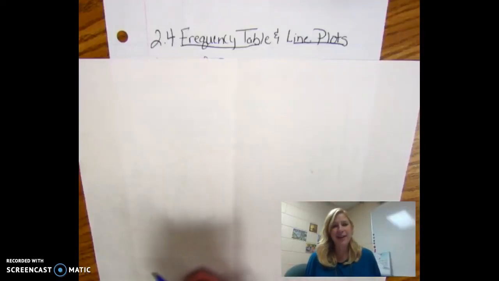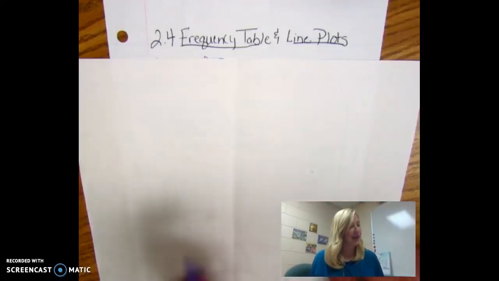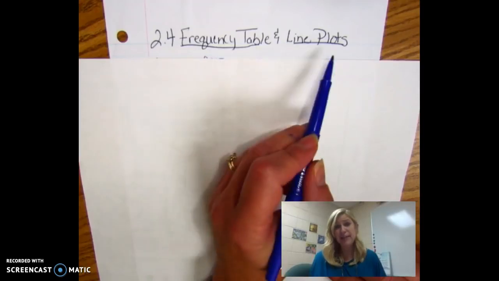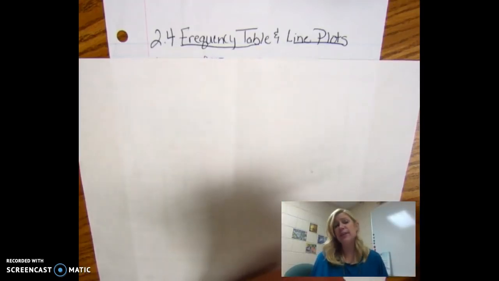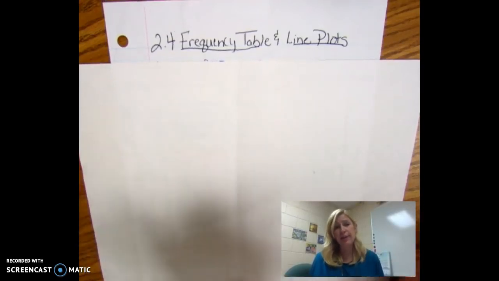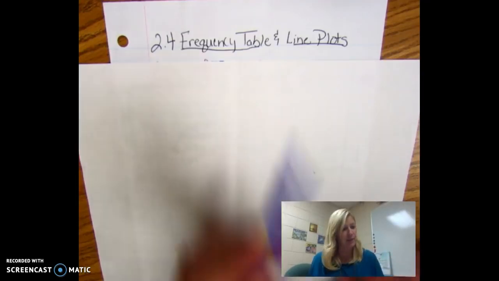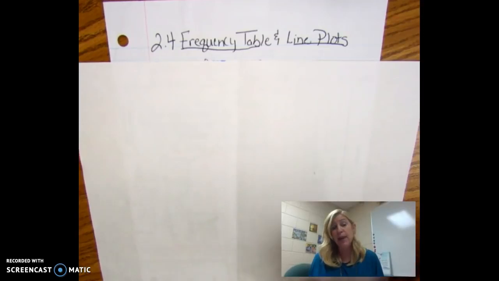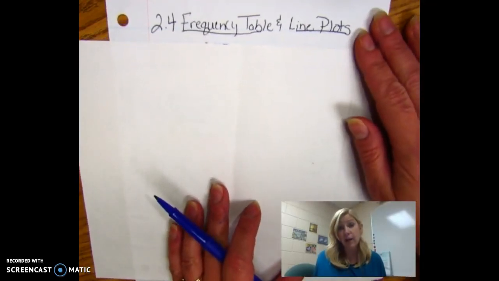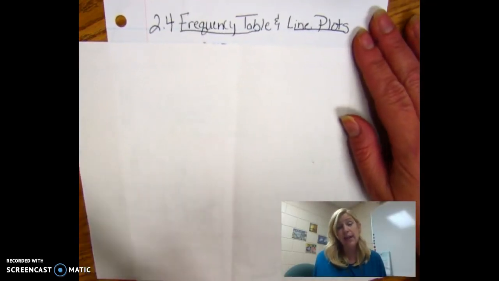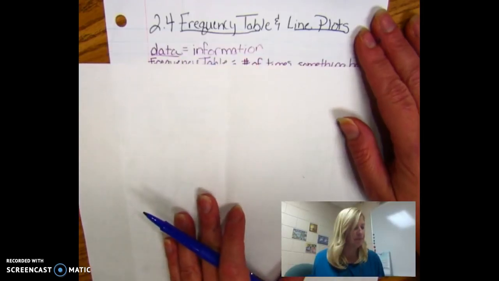Welcome to our lesson on data and data display. We are going to be talking today about frequency tables and line plots. When we set these up, I want you to pay attention to even the smallest little details on these tables and line plots. You will be asked to draw them on the quizzes and tests, and it's important that every detail is present so that you get full credit for it, and also that your data set is accurately displayed.